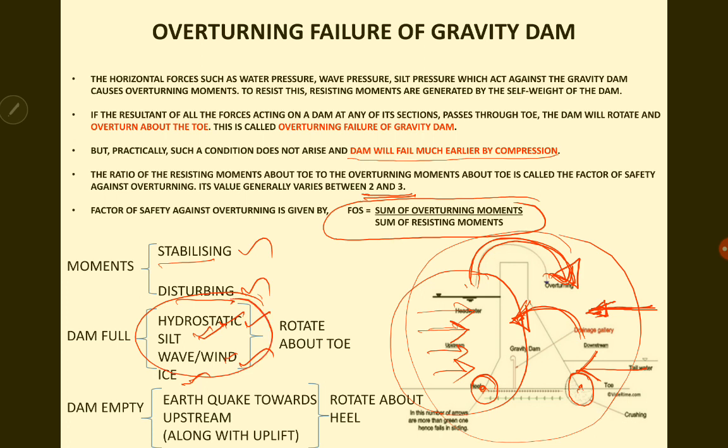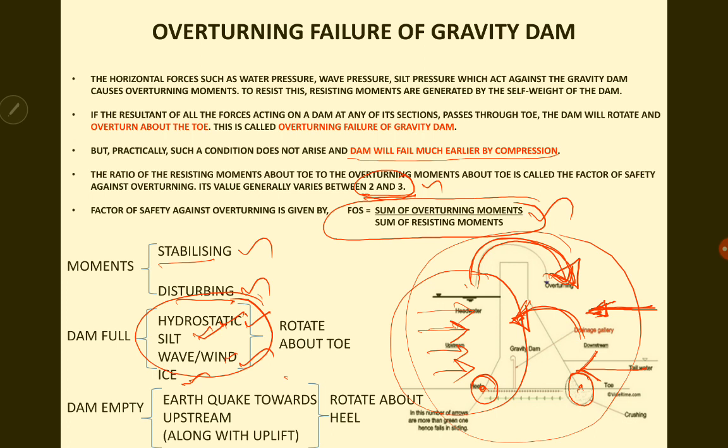Okay. Now what will be the resisting moment? The tailwater can be a contributor to the resisting moment. The ratio of the sum of the resisting moments to the sum of the overturning moments will give you the factor of safety. This value has to be generally between 2 and 3. Then only can you say that the structure is going to be safe.